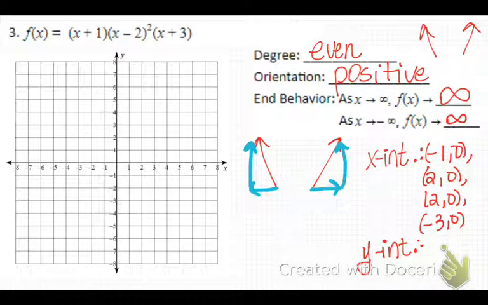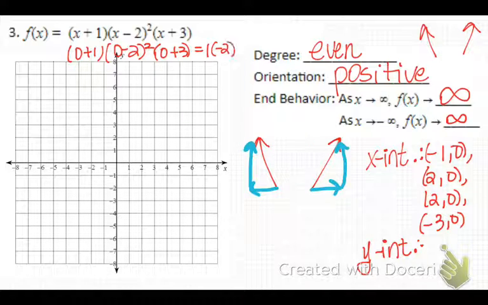My y-intercepts, I have 0 plus 1, 0 minus 2 squared, and 0 plus 3. So that is 1 times negative 2 squared times positive 3. What is negative 2 squared, Diego? What is negative 2 squared? Thank you. I have 1 times 4 times 3, which is what number? Positive 12. Thank you. You wrote the graph down too.